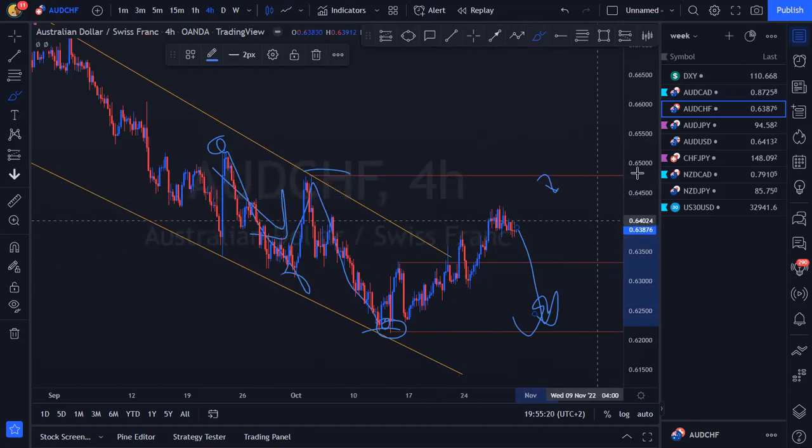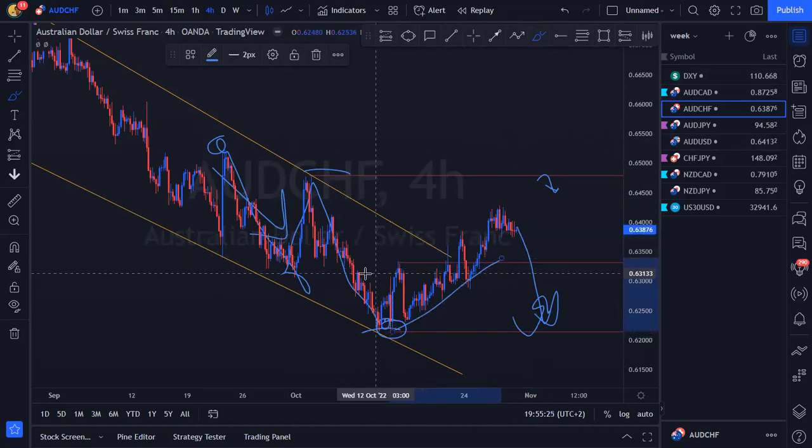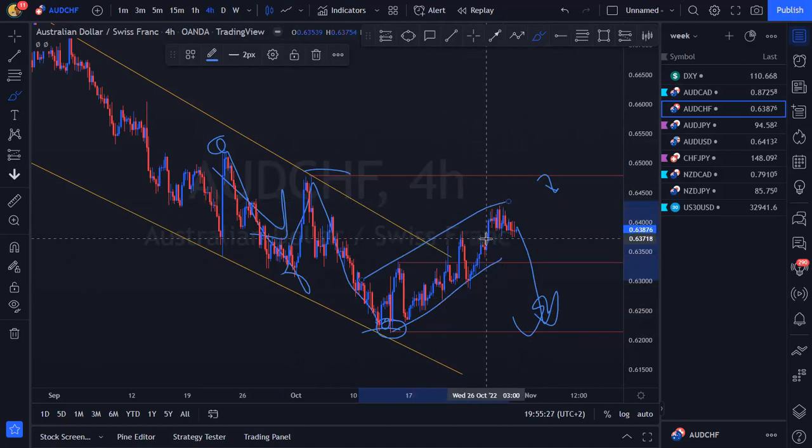So looking at the overall pair, considering that we're still stuck maybe inside some sort of a range, yes, if you wanted to sell, maybe you could isolate the structure that could give you a reason to sell or whatever the case is.